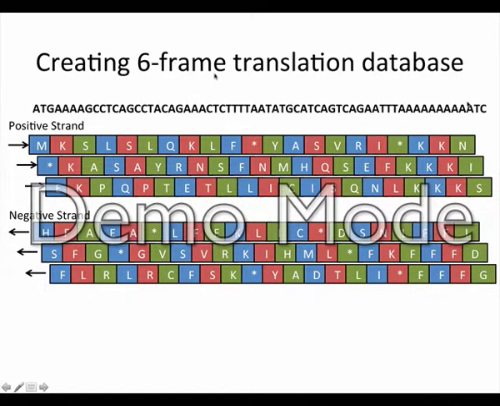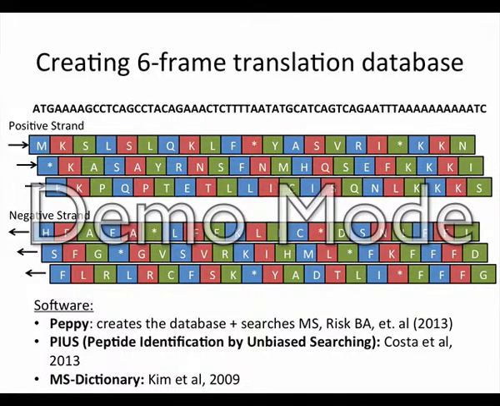And then on your negative strand, it's essentially the same thing, but going backwards, right? So the 6-frame translation takes all of the genomic data and does this to it. So it's actually a huge database, but if you know nothing about your sample, this is sort of the way to start. There are 3 different software packages available that do this, where you can input your genomic data and it outputs this and also does the MS searches for you. You can also easily write a Python script that does this. This is a pretty easy thing to do.